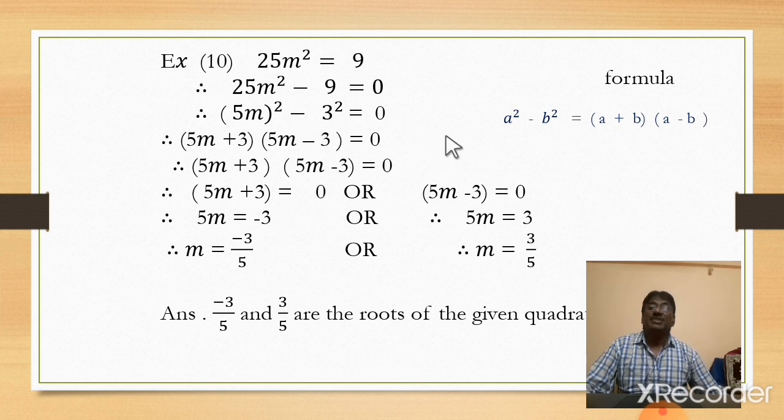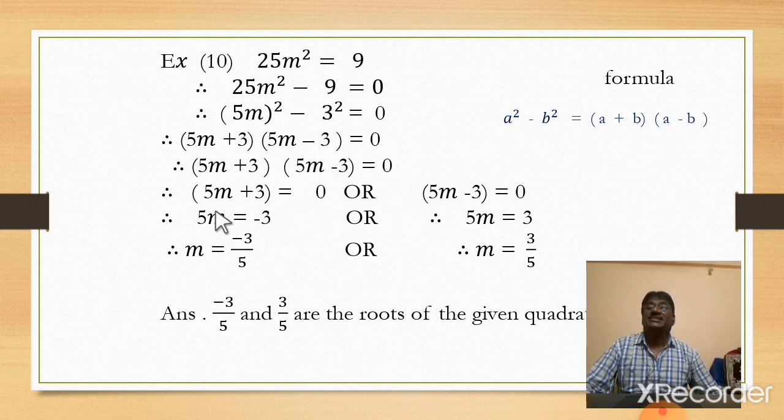Now, you can use the formula a square minus b square is equal to a plus b in first bracket, a minus b in second bracket. First, we take the addition of these two terms. First term is 5m and second term is 3. Therefore, addition of these two terms in first bracket 5m plus 3 and subtraction of these two terms in second bracket, we get 5m minus 3 is equal to 0. Therefore, again here the multiplication of these two brackets is 0. Therefore, first bracket equal to 0 or second bracket is equal to 0.